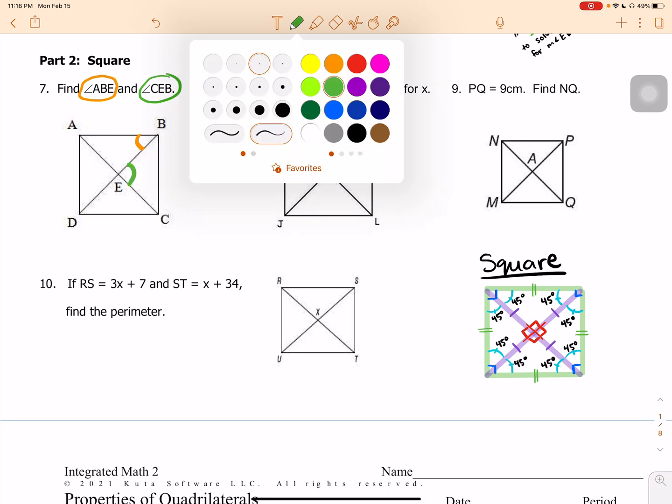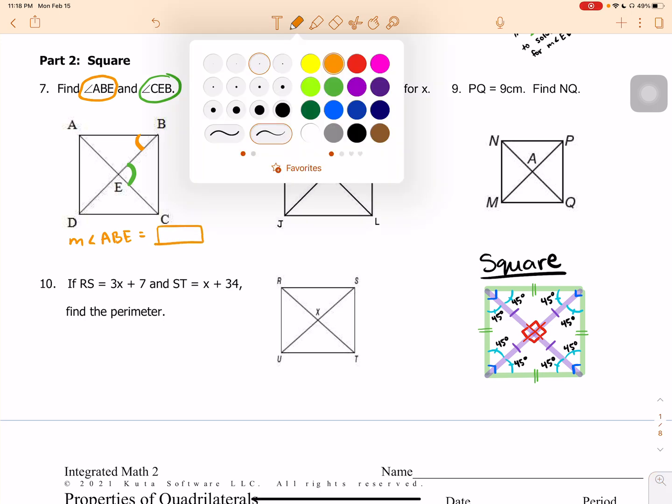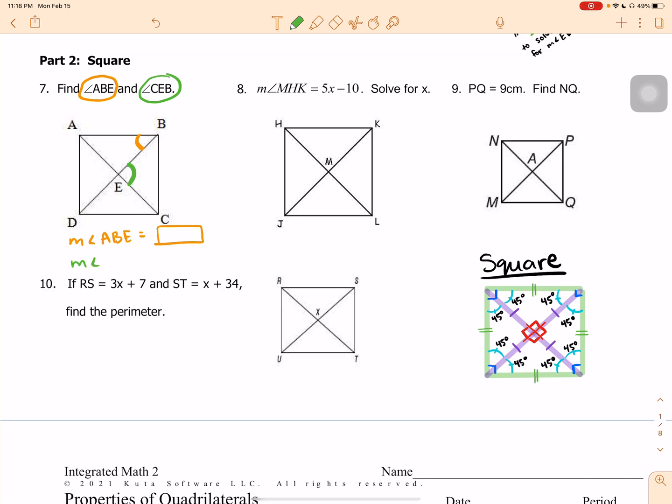So I want you guys to use your diagram. The measure of angle ABE equals what? You just really have to look at that color diagram down below. Measure of angle CEB. I did not draw the curved to trick you, but I'll tell you that the perpendiculars there means that they're 90-degree angles. Okay, but you can find ABE because we literally just talked about it.